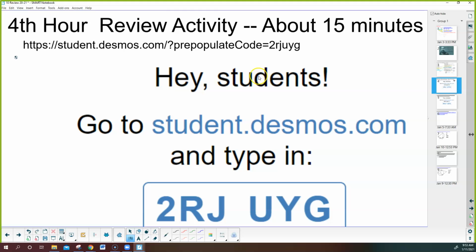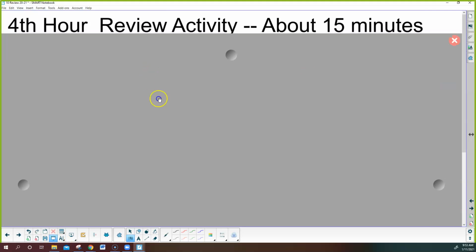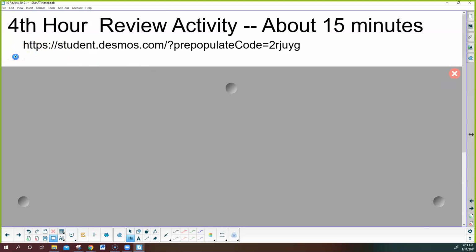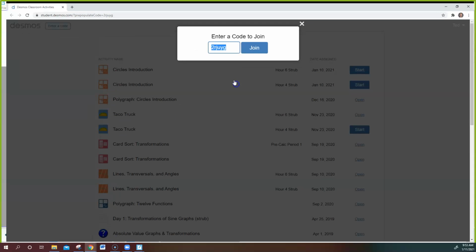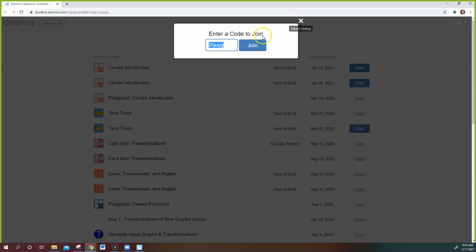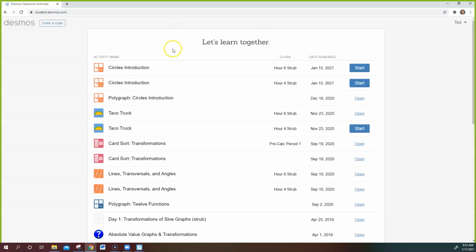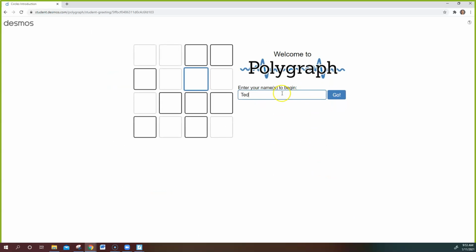Okay, so before you guys do this, I want to show you what we're going to do. We're going to take about 15 minutes, and we're going to play a little Desmos activity. So you're going to go to a join code. I'll show you this in a second. And I'm just going to show you how this is played.